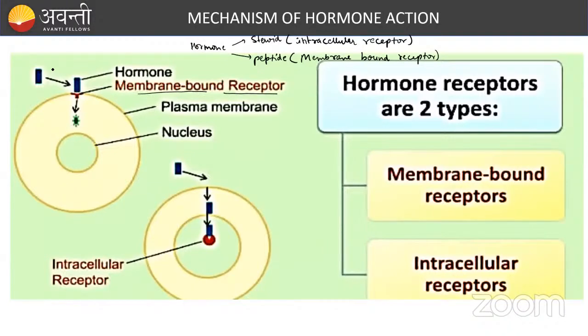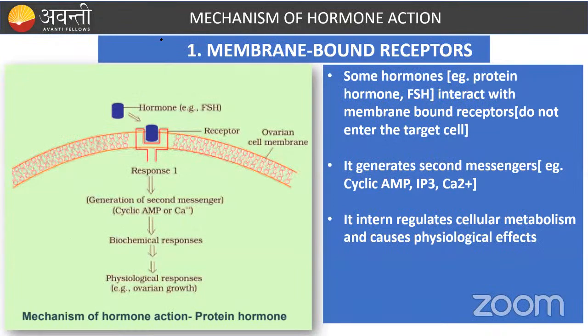So this is your peptide hormone. This receptor is present in the membrane itself and it's a membrane-bound receptor. Whereas this one is your steroid hormone, and the receptor is present within the cell, in the cytosol of the cell. So it's an intracellular receptor. This topic, the mechanism of hormone action, is very, very important. You will definitely get one question in NEET from this topic. Do prepare it well.